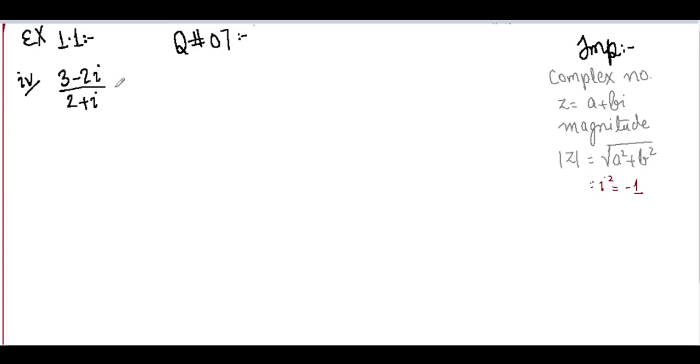Now the next part is 3 minus 2 iota divided by 2 plus iota. To find its magnitude, we have to first of all rationalize it, and I guess till now you have learned what rationalization means, isn't it? So 3 minus 2 iota divided by 2 plus iota, into 2 minus iota whole divided by 2 minus iota.